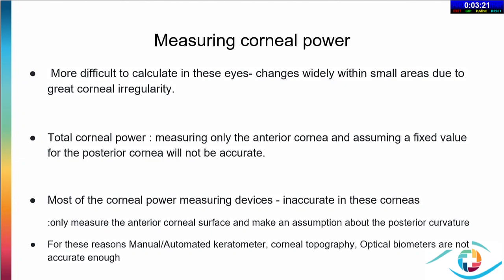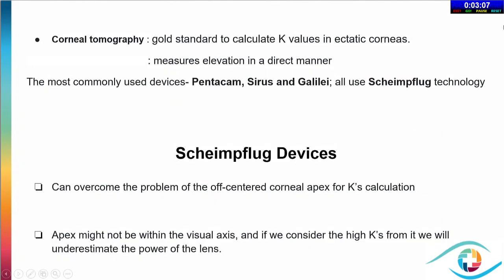So the most commonly used devices are Pentacam, Cirrus, and Galilei, which are based on Scheimpflug devices. So the problem which here we are facing is there is off-centered corneal apex. So in such devices, we can actually choose whether we want pupil-centered K value or we want apex-centered map. So in such cases, these devices are useful, and we do not have to consider high K values from the apex, which is not actually in the visual axis.